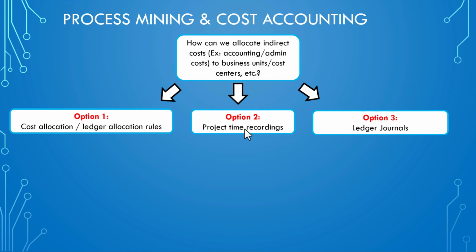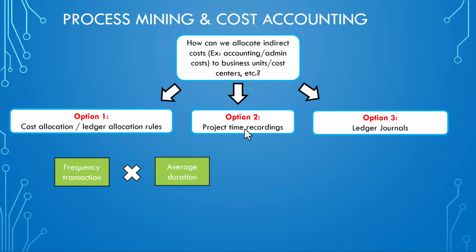But in general, the concept or the idea is the same. So we have a frequency of the transaction. So maybe record 50 invoices. Then we have an average duration, maybe 10 minutes per invoice. We can attach a price in order to get the amount to allocate.